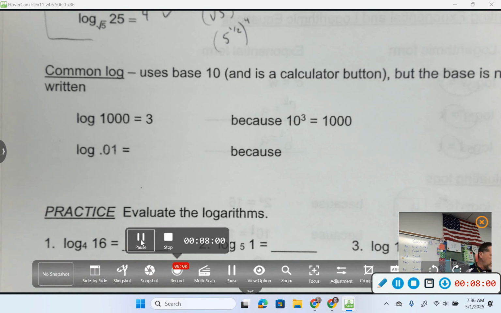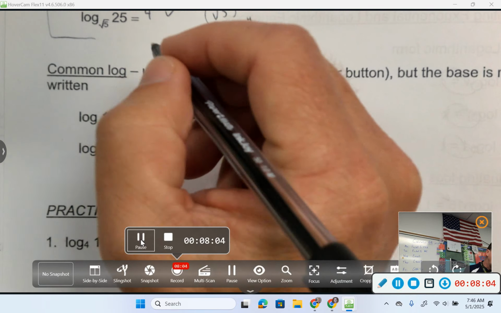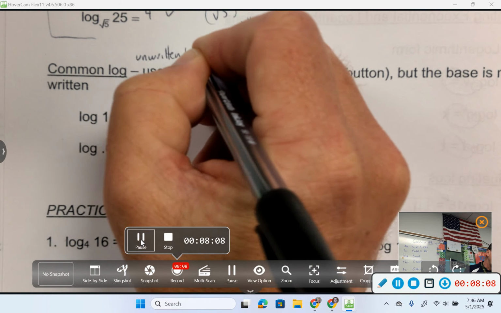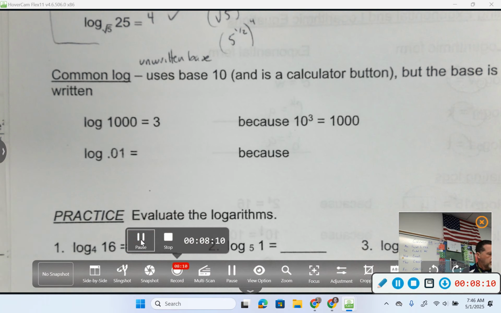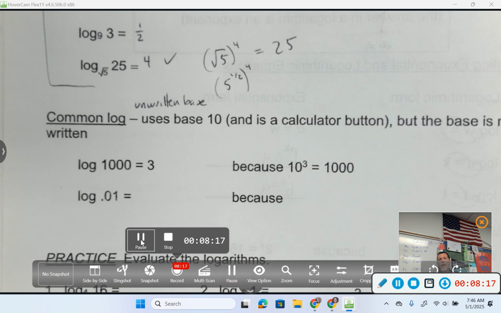All right. Common log, it's a fancy way of saying the unwritten base. If there's no base there, I mean, there is a base there, it's just not written. And so we add this to our list of unwritten numbers in math.